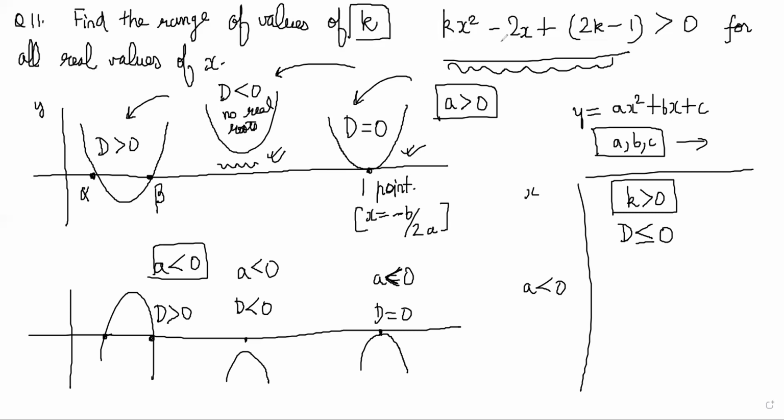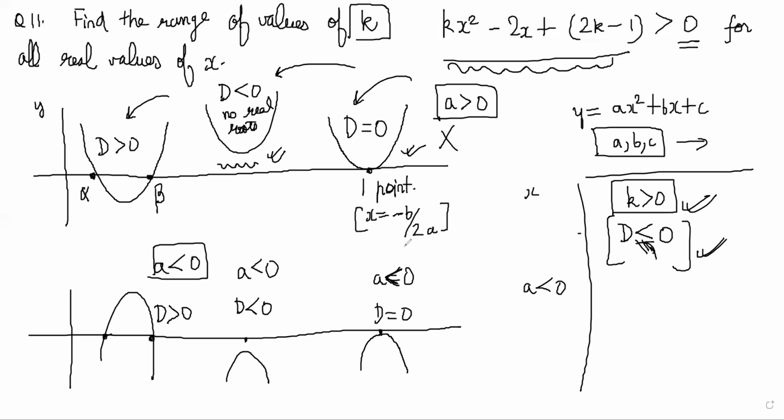Then you will have either a non-intersecting graph or a touching graph, right? But actually it cannot touch, because then you'll have one case when d is equal to 0. So it cannot touch. So actually I have to exclude this one also. So I will not write that. So it is just simply d less than 0 and k greater than 0, right? So these are the 2 conditions.